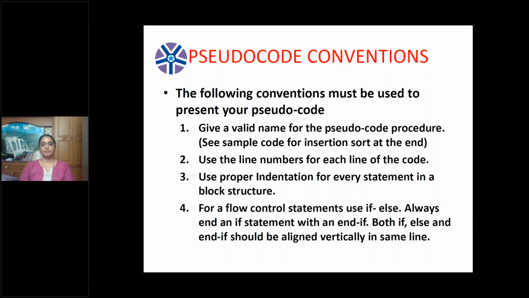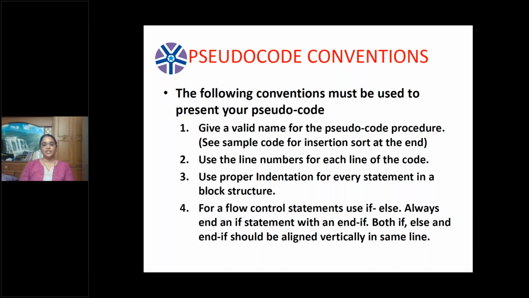Next one, use the line number for each line of the code. For every line, you need to specify 1, 2, 3, 4. The number of lines should be indicated while writing a pseudocode. And third one, use proper indentation for every statement in a block structure.